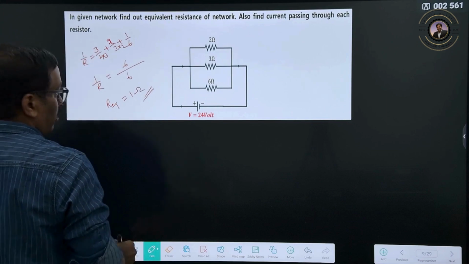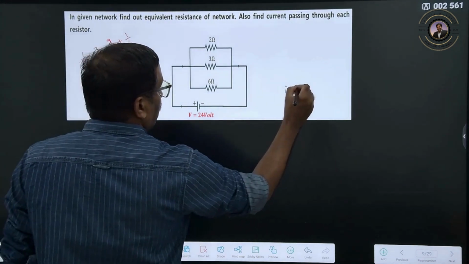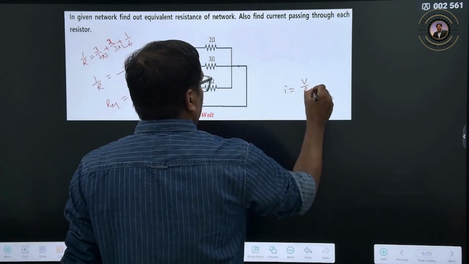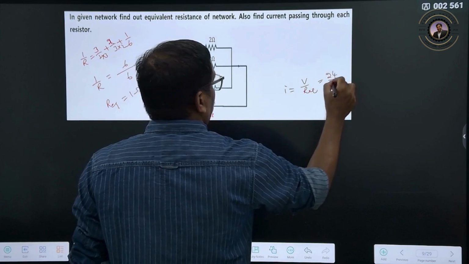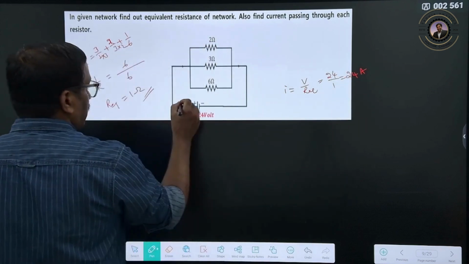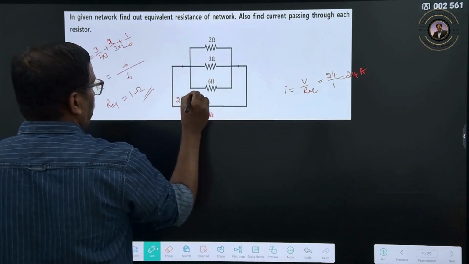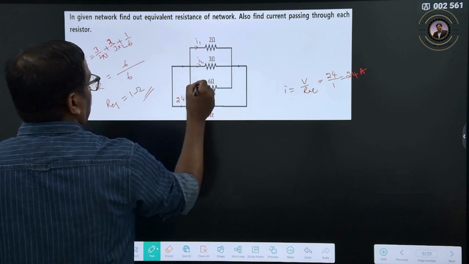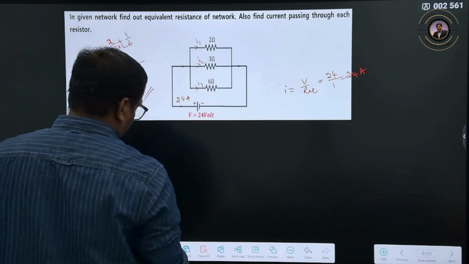Clear? So what will be the total current now? Total current is V by R equivalent, so 24 divided by 1, so 24 ampere. So here the current is 24 ampere, and I1, I2 and I3 are the different currents.